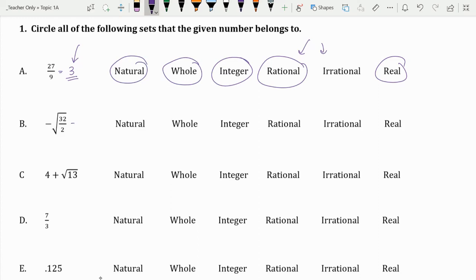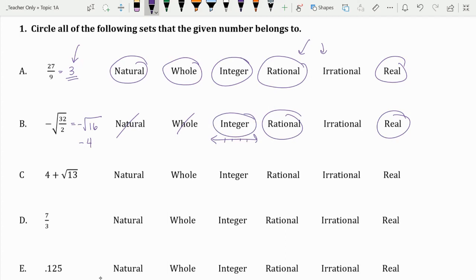How about B? So we're going to simplify this. We have the negative sign out in front. 32 divided by 2 is 16. So this simplifies down to -4. So right away, I know it's not going to be natural because it's negative. It's not a whole number because it's negative. And so I only have 3 things to ask myself after this. It is real. It is -4. It can be written as a fraction, so it's rational. And the question is, is it an integer? So would you see it on that number line there if you were to write it? Yes, you would.